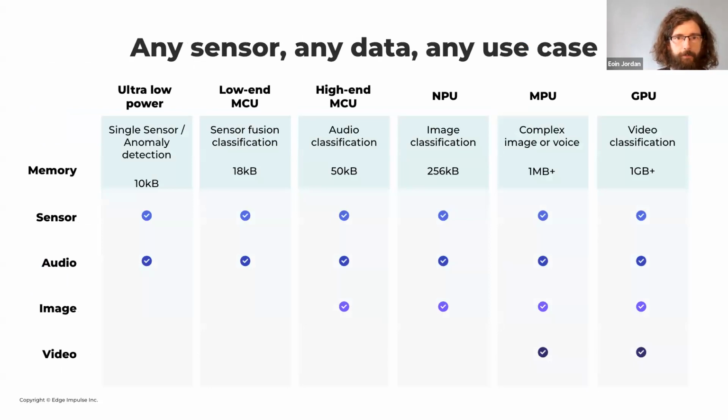The types of models that we can build depend on the class of device that we have, starting with our lower end, which can do single sensor classification and anomaly detection, followed by higher end MCUs, which can do sensor fusion and classification. And we can move all the way up to GPUs, where we can do more complex video classification.